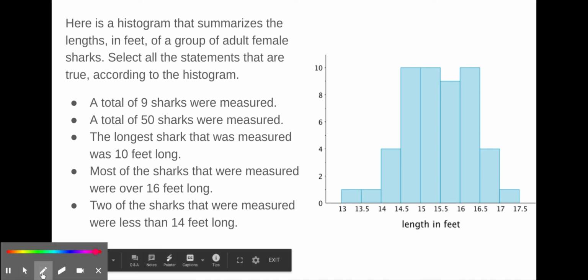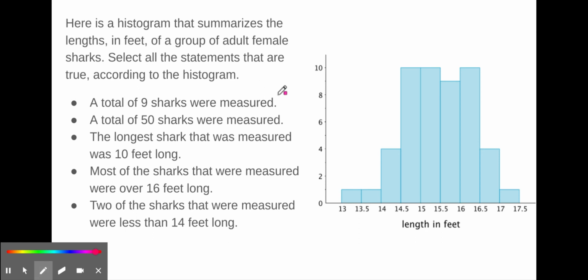All right, so a total of 9 sharks were measured. That one definitely cannot be true, because I can see that just in that 14 and a half to 15 foot bin that we were talking about, there were 10 sharks measured. So that means definitely there are more than 9 sharks measured.